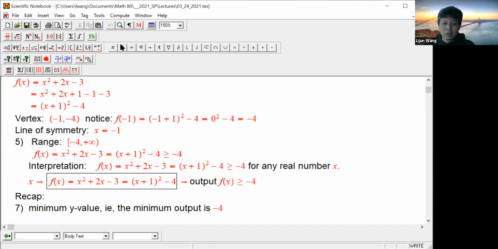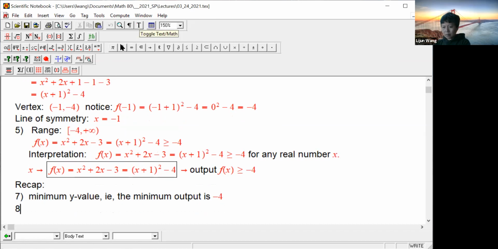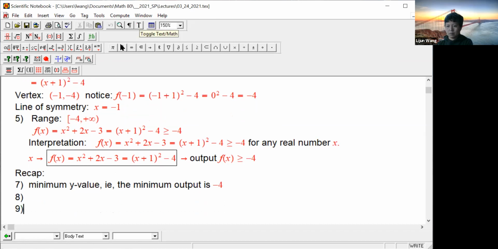Number 8 and number 9 are drawing and identifying the line of symmetry. Of course, we know the line of symmetry. You can draw the line of symmetry, but you also have to write the mathematical form of that line of symmetry, which we have already done multiple times. So draw the line of symmetry. Now, would you guys please draw the line of symmetry in your notebook, please?